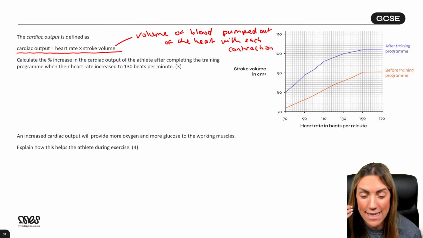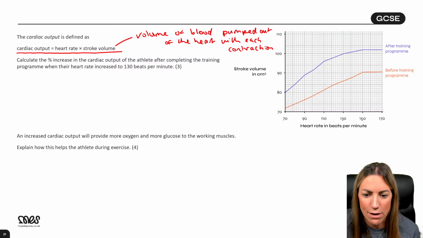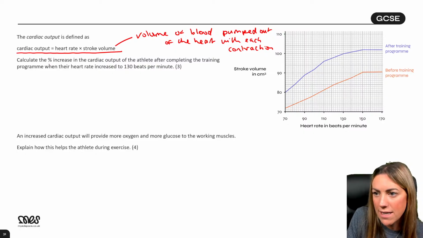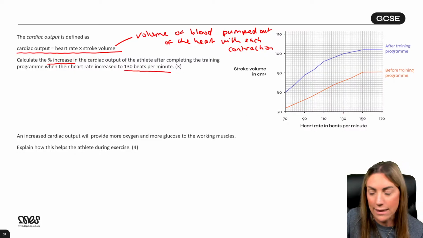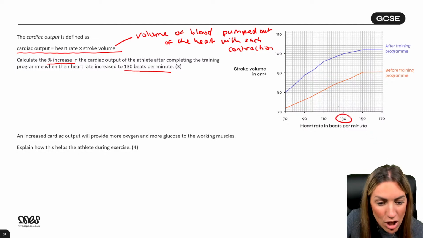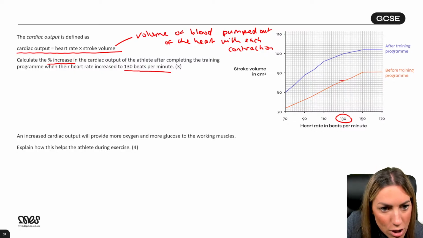We're not doing meiosis because it's paper 2 and we've already done mitosis, right at the start. We did 2 questions on mitosis. Calculate the percentage increase in the cardiac output of the athlete after completing the training program when their heart rate increased to 130 beats per minute. Okay, graph skill time. 130 beats per minute. I'm going to identify that on the graph. I'm going to use my ruler, which I can't do on here, but you guys will do. And I'm going to draw a ruled line across so I can accurately read off that value.